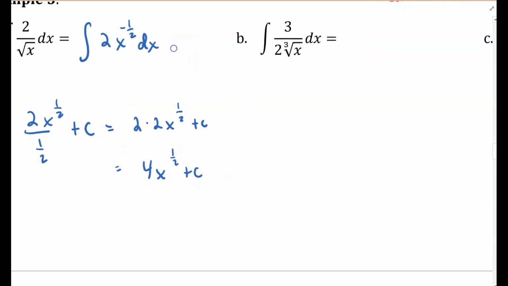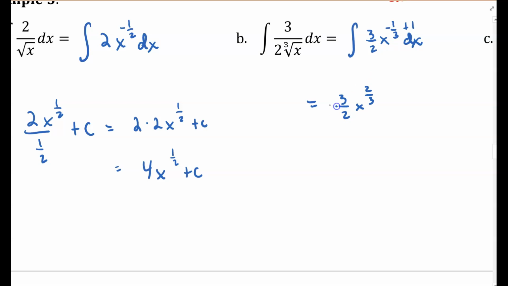All right, b, the integral of 3 over 2 cubic root of x dx. Okay, so let's go ahead and rewrite this as 3/2 x to the power of -1/3 dx. And I'm going to integrate, so this is just a power rule. I'm going to add 1 to this, which is 3 over 3. So we have 3/2 x to the power of 2/3.